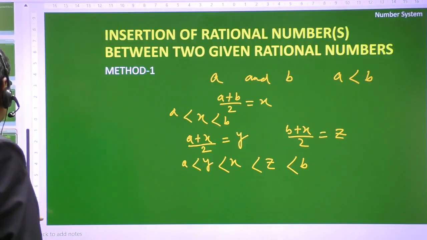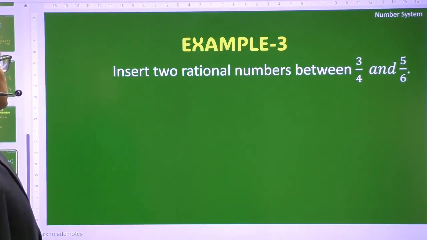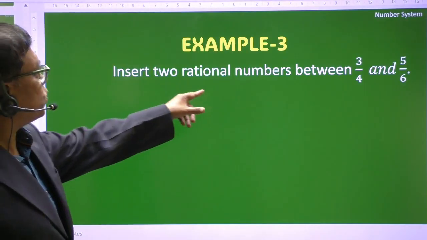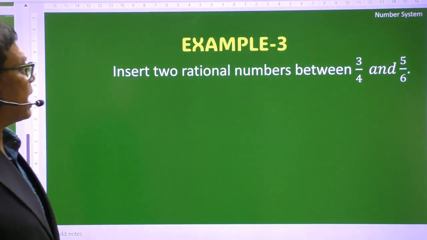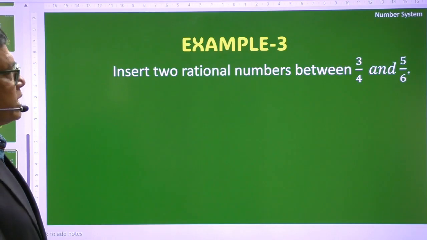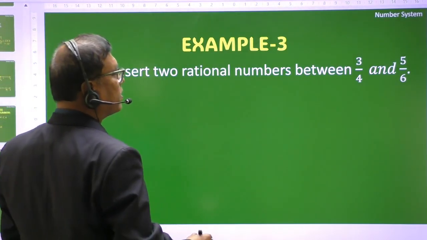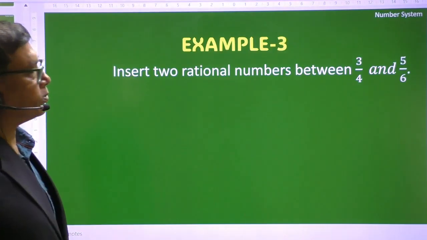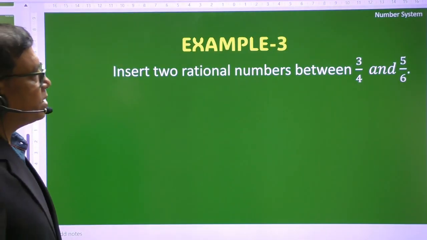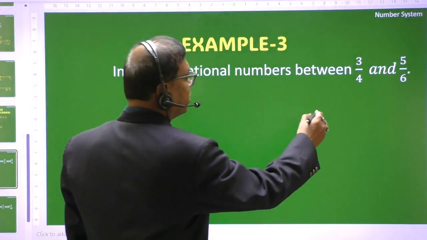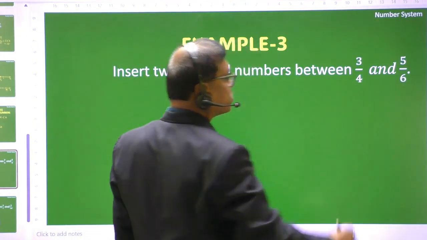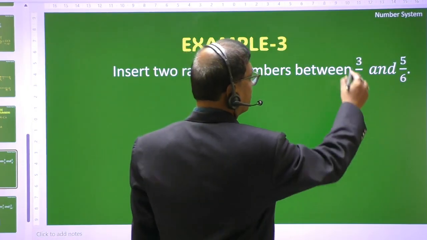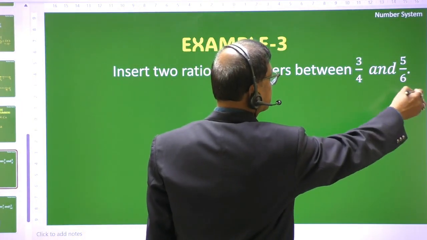Now take one example. It will be more clear if we solve one sum. Insert two rational numbers between 3 by 4 and 5 by 6. So here are two numbers, 3 by 4 and 5 by 6. Which one is more? Identify. How can we identify which of these two numbers is more? Take the LCM, or we can check by cross multiplication.